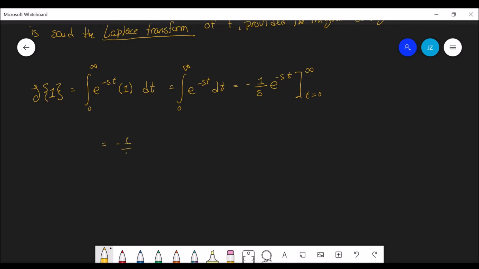So we get negative 1 over s times e to the minus infinity minus e to the 0. Now this is understood to be a limit. That converges to 0. So we're left with one over s.